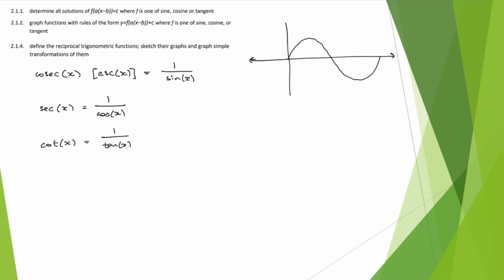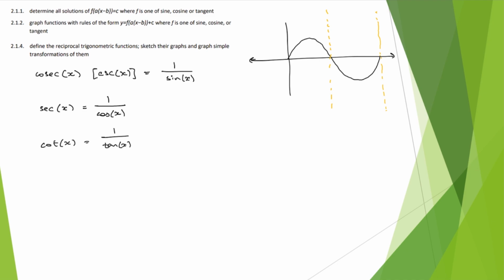Now, if we're doing 1 over sine x, that means any time I pass through this point 0, I'm going to have an asymptote because I can't divide 1 by 0. So I have these asymptotes here. And let's say I'm going to graph my reciprocal function in yellow. So I have an asymptote here, and I have another asymptote here.